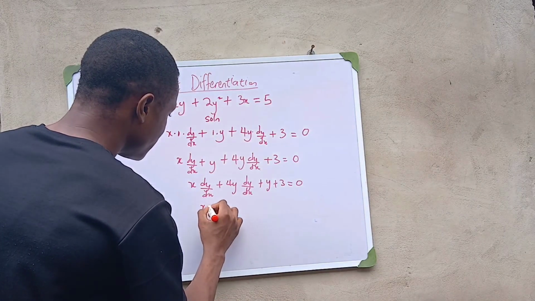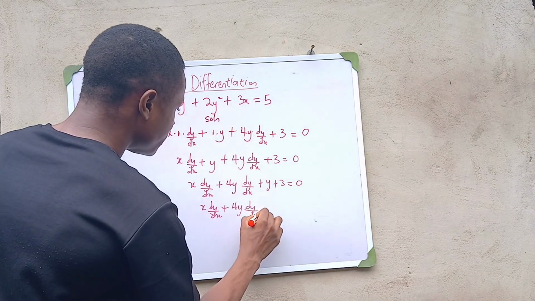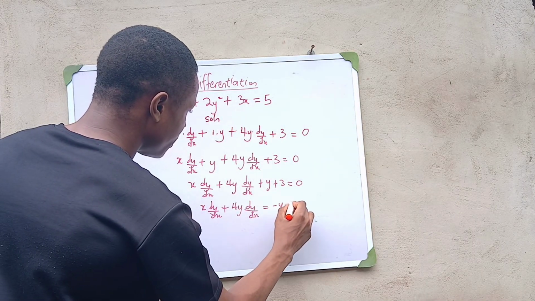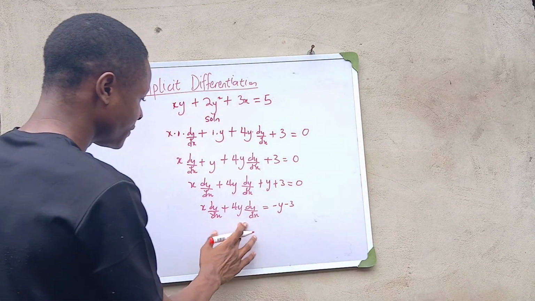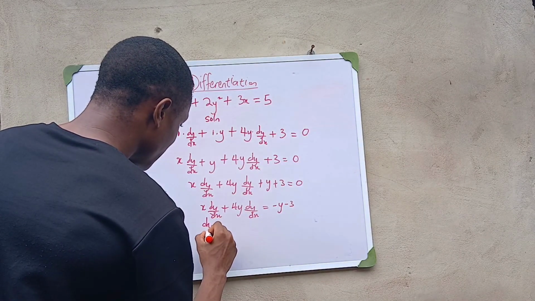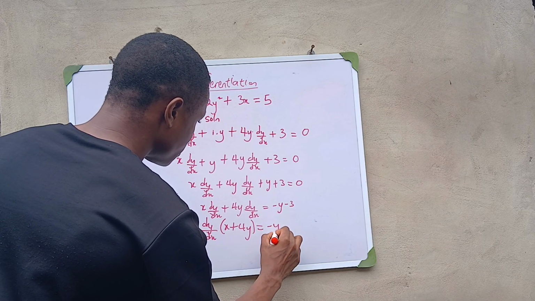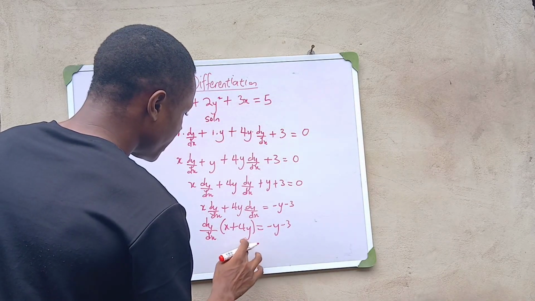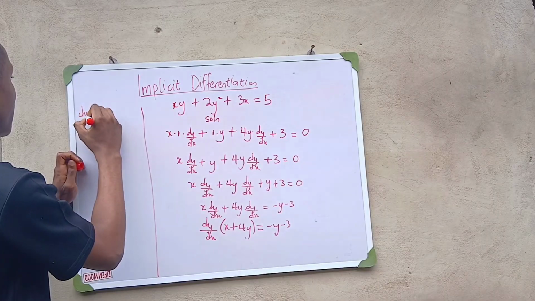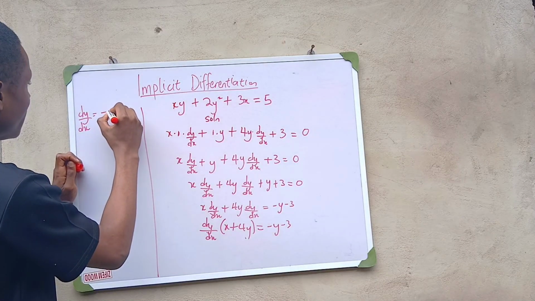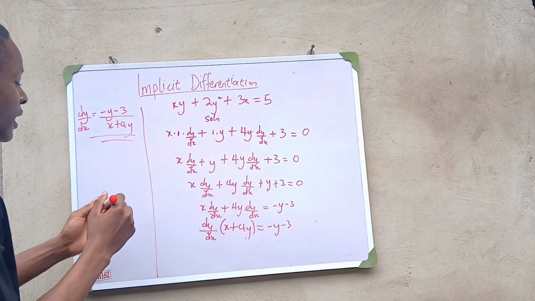So we have x dy/dx plus 4y dy/dx. Taking this over here, we have minus y minus 3. So now we are going to factor out dy/dx from here. So factoring out dy/dx, we have dy/dx times x plus 4y equal to minus y minus 3. So dividing both sides by this, so that we'll be left with dy/dx. Now we have dy/dx is equal to minus y minus 3 all over x plus 4y. So this is our final answer.